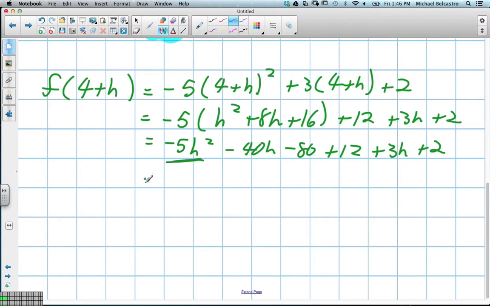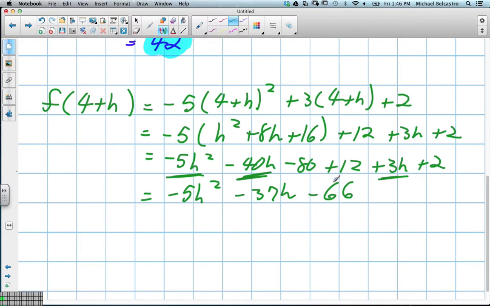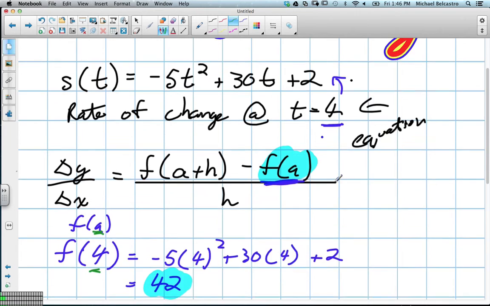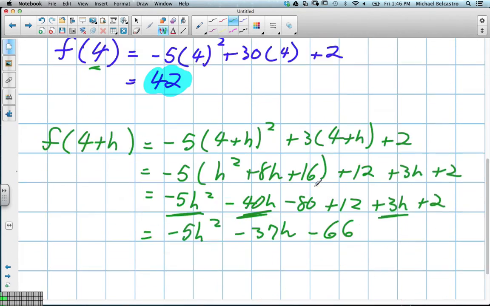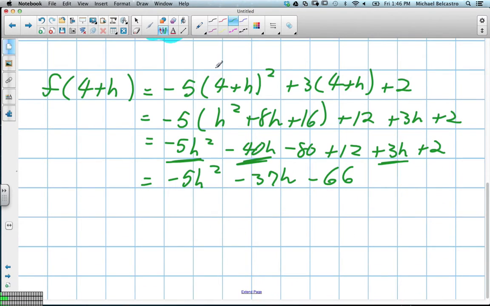So we go ahead simplifying this. We have negative 5h squared. That was a good question, though. Negative 40 plus 3 is negative 37h. And this is going to give us 1466. Is that right? We think so? Okay. It seems like odd numbers. We can pull 5 out. Okay, so let's plug this in. This is our value for f at a plus h.